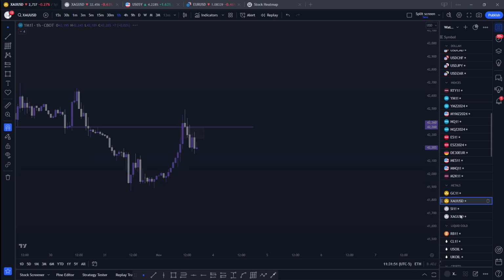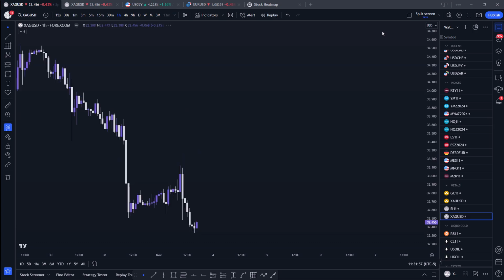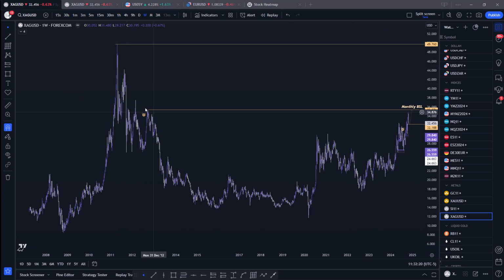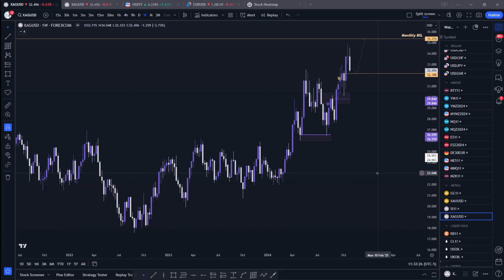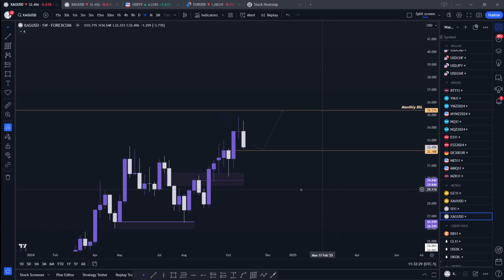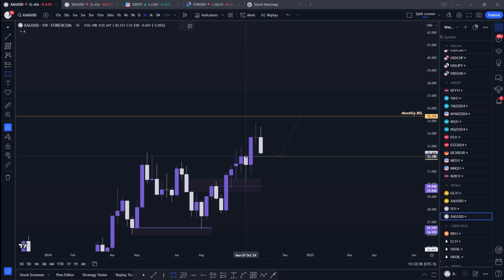Let's move on to gold and silver, starting off with silver actually, and not gold. On silver, I'm looking at the weekly time frame. The buy side liquidity over there, I labeled as monthly buy side liquidity. When we zoom into price, we can see that we have this order block, this last down close candle before we pushed up. We also have this weekly imbalance over here. So I'm expecting this order block and this fair value gap to support higher prices.